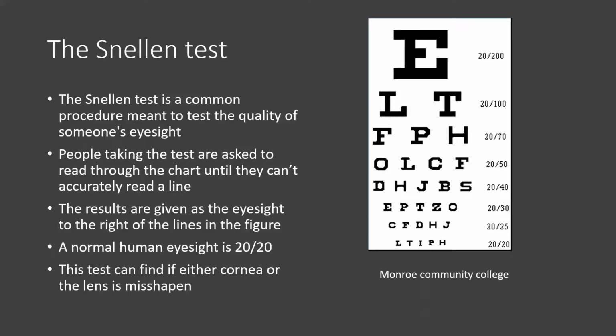So the results are given based on which line the person ends up being able to discern. The bottom line in this image is the normal 20/20 human vision. And so what that result means is if that person can get to that line, then that person can see from 20 feet away what a normal person can see from 20 feet away. Whereas someone with 20/40 vision can only see from 20 feet away what a normal person will be able to see from 40 feet away.